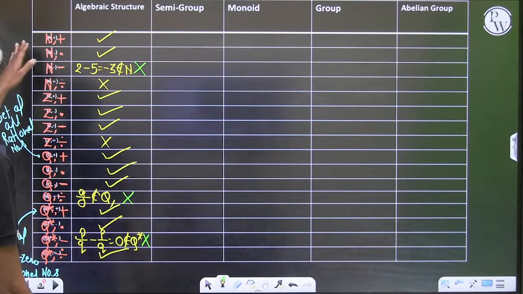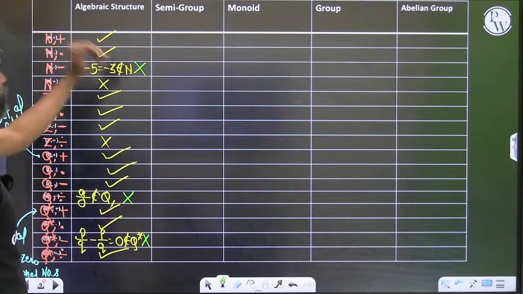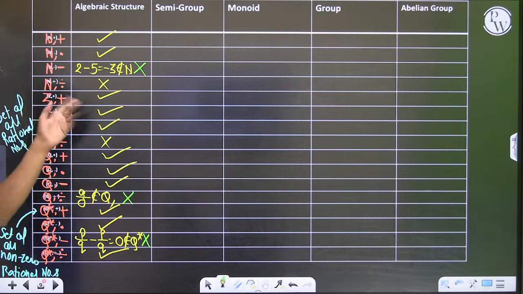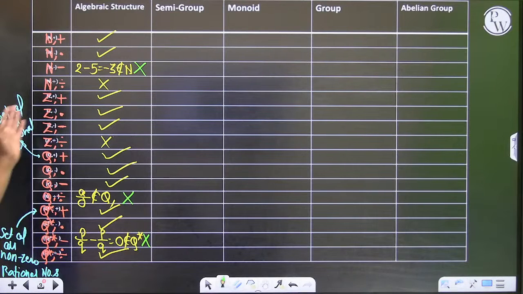Please look at this. The set of natural numbers is closed with respect to addition. Yes. The set of natural numbers with respect to multiplication is also closed. With respect to subtraction, it is not. With respect to division, it is not closed. The set of integers with respect to addition is closed. Multiplication is closed. Subtraction is closed. Division is not closed. The set of all rational numbers with respect to addition is closed.